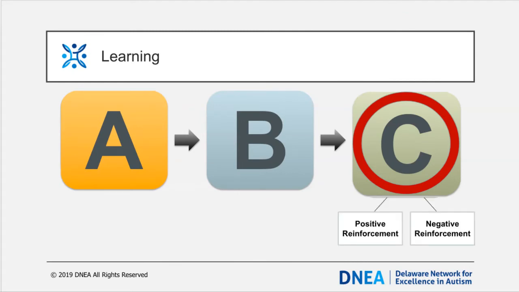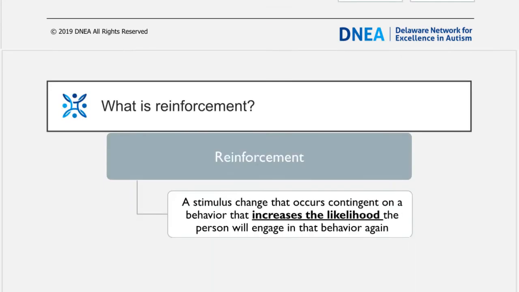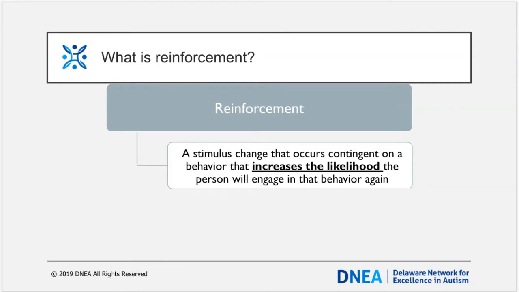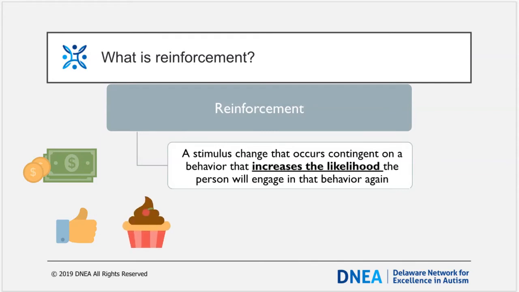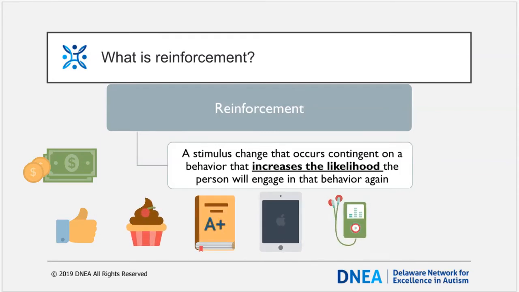Specifically, we will discuss reinforcement. Reinforcement is any stimulus change following a behavior that increases the likelihood a person will engage in that behavior again in the future. A stimulus is a thing or event that evokes a response. Some examples of possible reinforcers may include money, praise, cupcakes or other treats, good grades, iPad use, music, toys, or alone time.